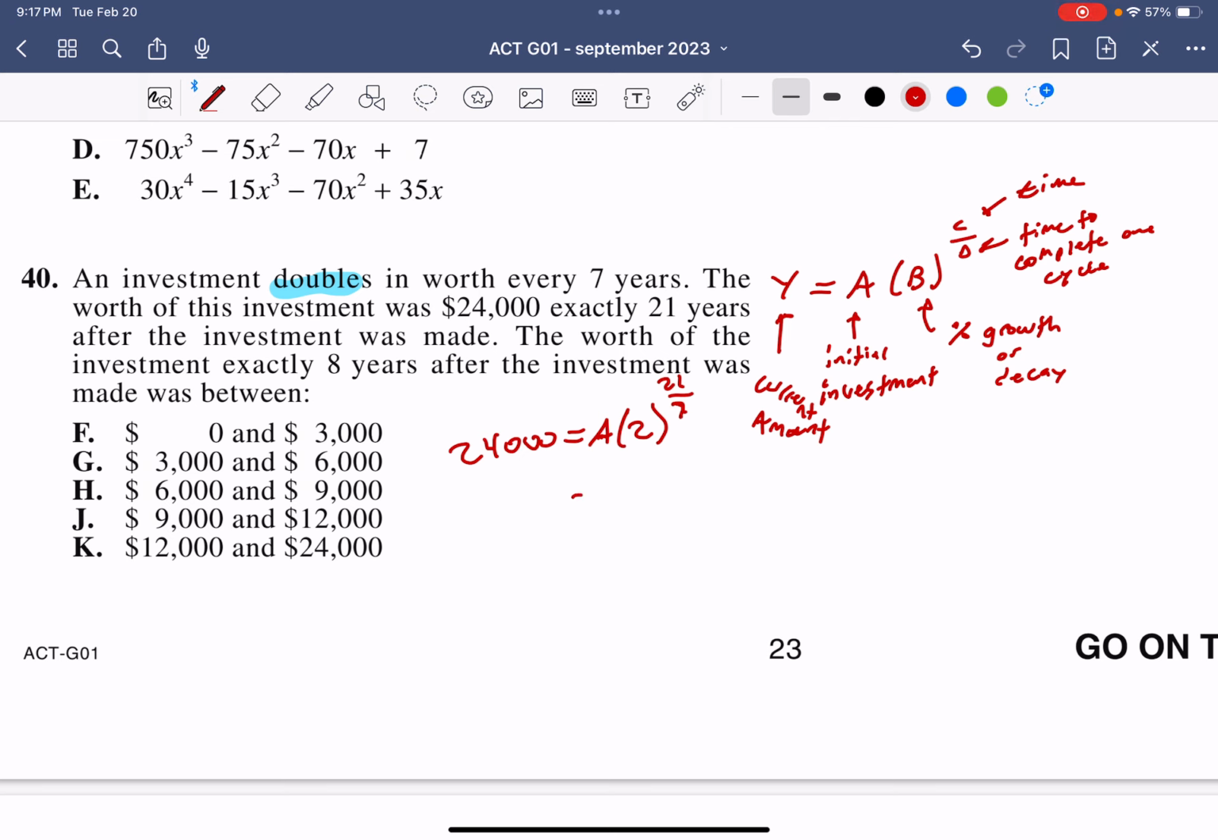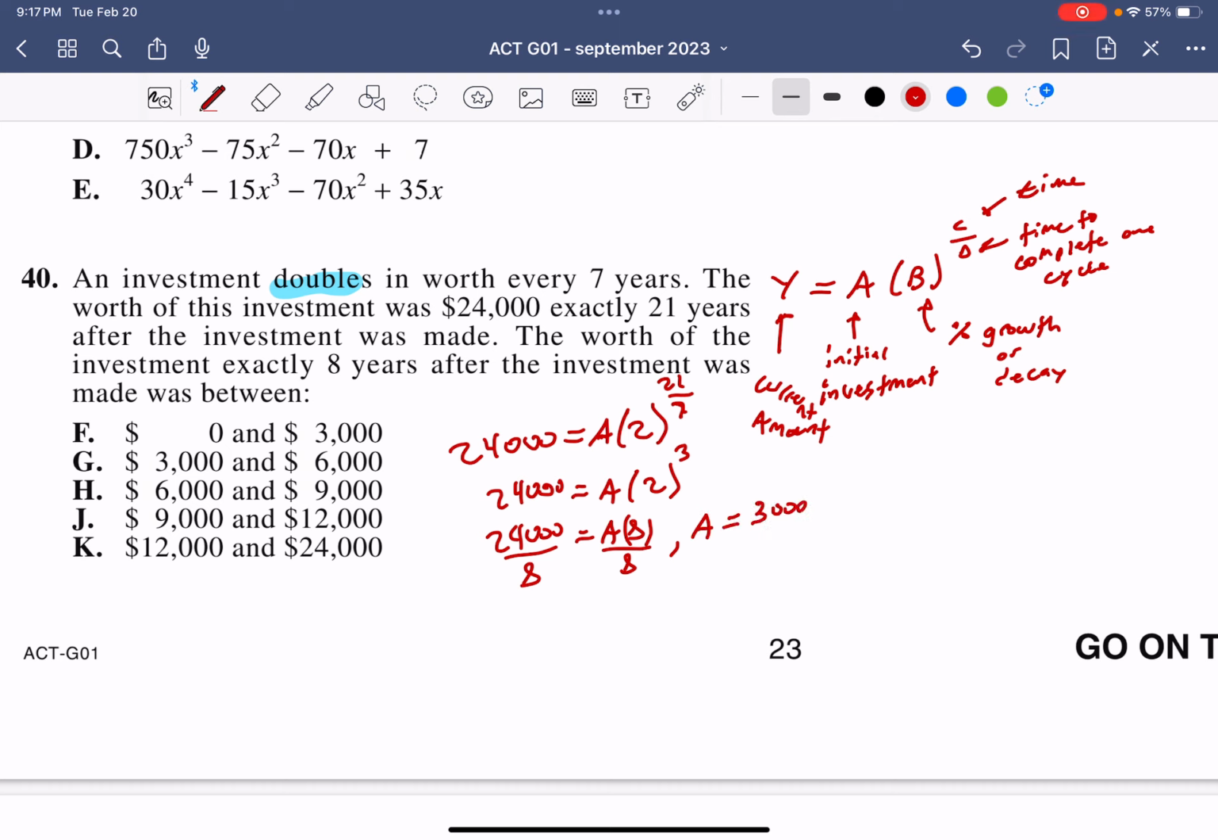So we can just simplify this by hand. This is A, times 2, and then 21 over 7 is 3. So then this is A, and 2 to the third is 8, so it's A times 8, and that's equal to 24,000. Now we can divide both sides by 8 to get our initial value. That should just be 3,000. That's how much we invested initially. So A is equal to 3,000.